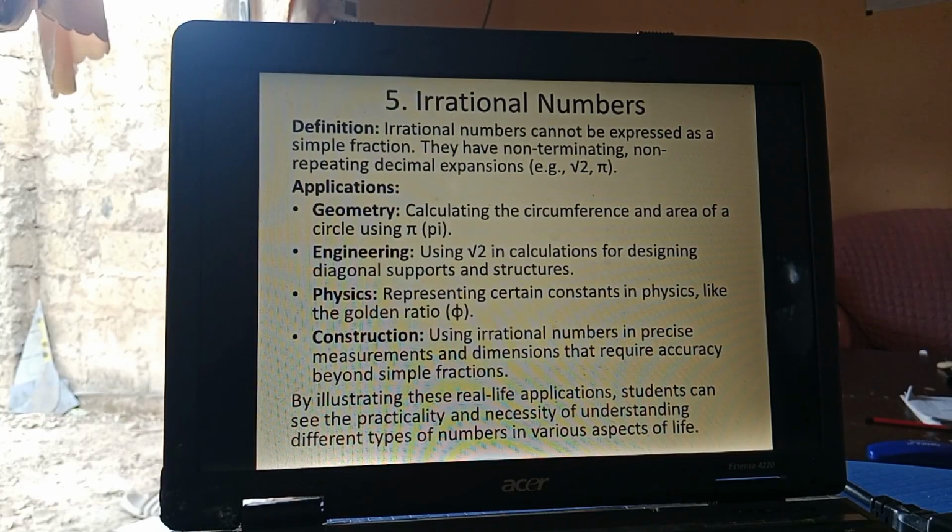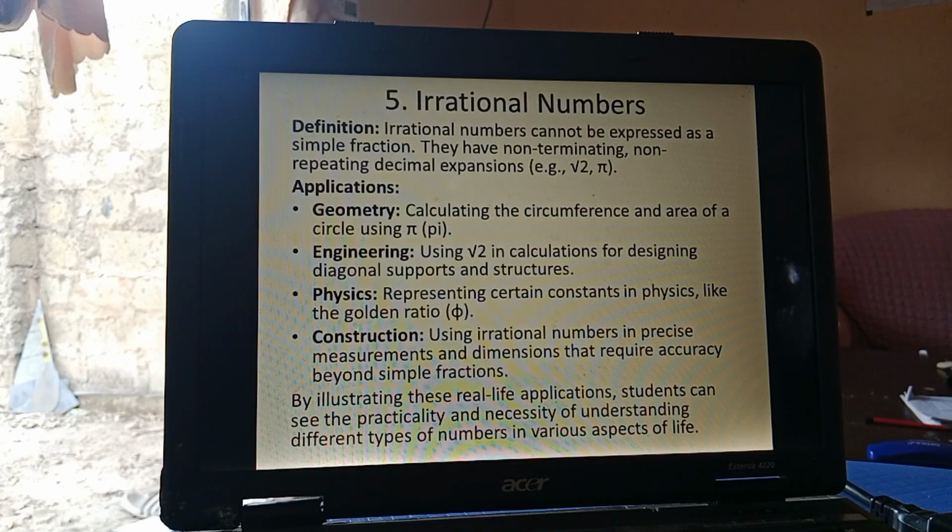Next type of numbers are known as irrational numbers. And what is the definition? Irrational numbers cannot be expressed as a simple fraction. They are non-terminating, non-repeating decimal expansions. E.g., the square root of 2 and pi. You know pi is 3 point something, so many figures.